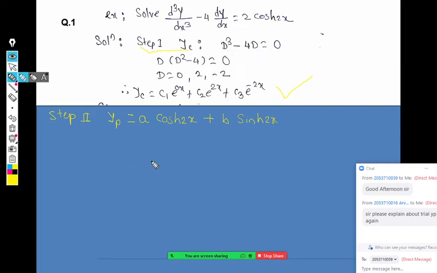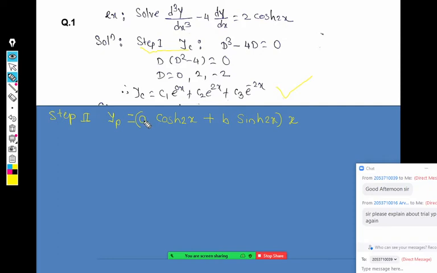In such a case, the trial yp should be multiplied by x. Why do we multiply by x? Remember, there is no alternative right now to remembering the shortcuts. You require shortcuts to remember how to select a trial yp. So whenever we replace D square by plus a square and phi D becomes 0, we should multiply by x. Now we got a trial yp.